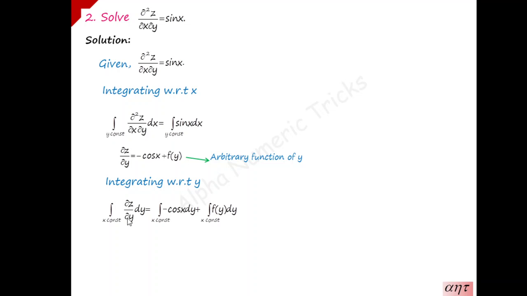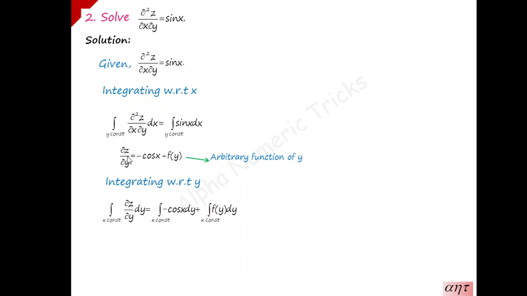here a function. Inside the function, the variable is the one which we kept constant. That is, y is constant, so f of y you have to write. This is the constant of integration. Again integrating this with respect to y. This f of y is an arbitrary function, so you have to integrate again with respect to y. You have the integral, x constant, because the integration is with respect to y, so you have to keep x as constant.